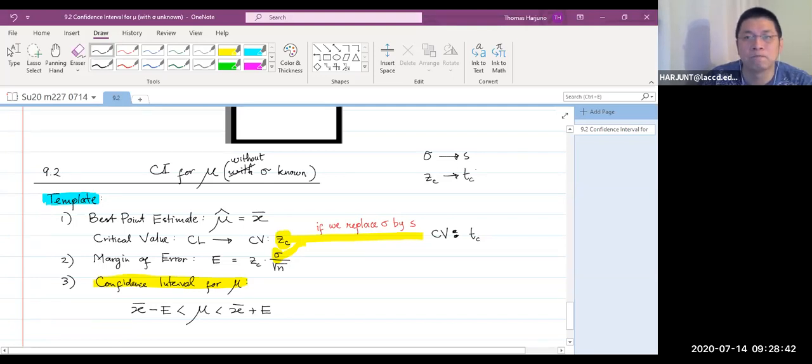Now, what is the T distribution? The T distribution looks like normal. The T distribution is also called the Student distribution. There's some history behind it though. You may want to read it from the book. That T distribution looks like normal, but more flat.